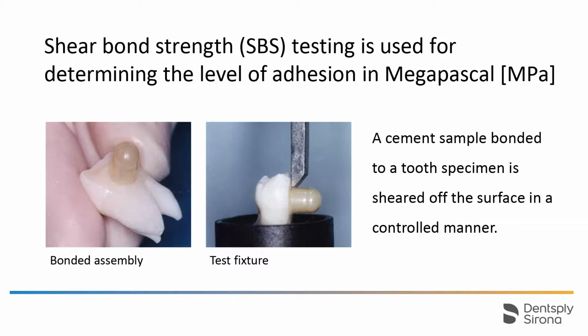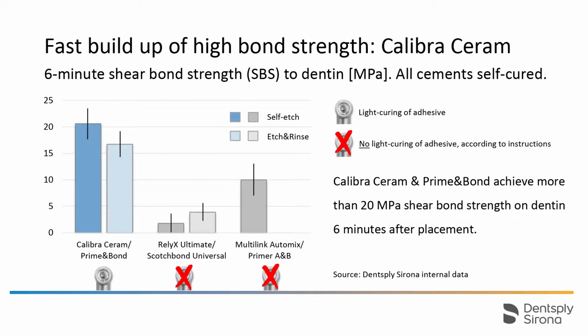Please note that bond strengths to enamel and dentin can produce different results and must therefore be considered separately. The test results are always mean values based on repeated measurements. The bond strengths of Calibra Ceram and Calibra Universal are shown in the following illustrations in different scenarios, and in comparison with key competitors. All cements examined have been used exclusively in the self-curing mode.